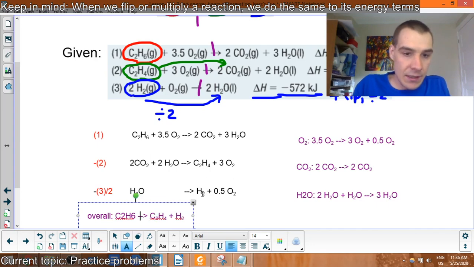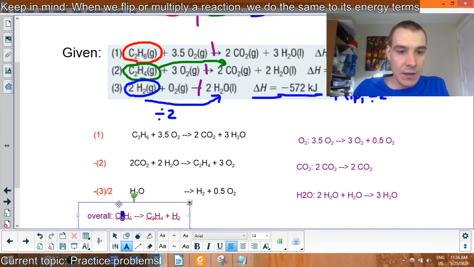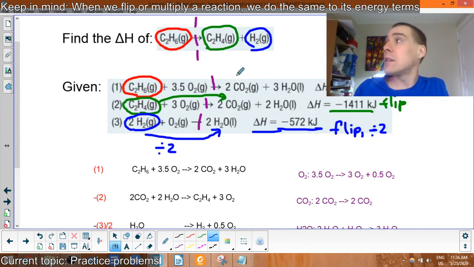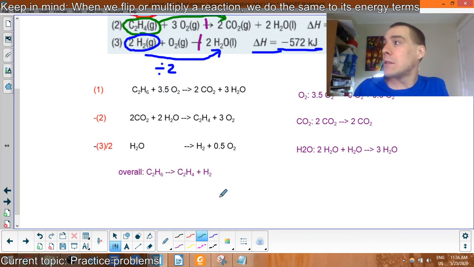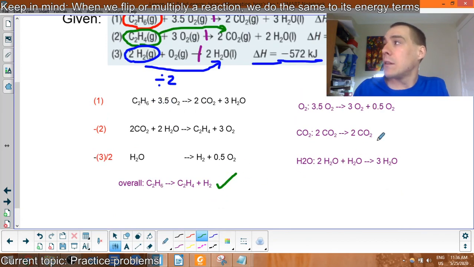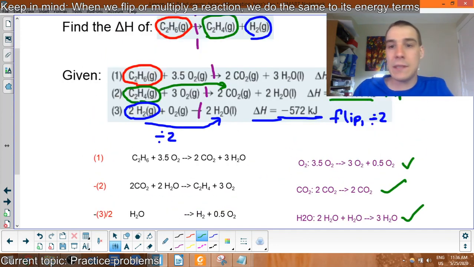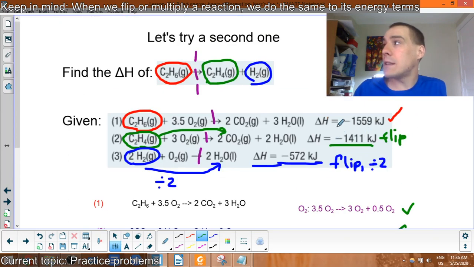So that's a Hess's law problem. We figured out exactly what we needed to, right? That's our target, and that's what we got down here. So, hooray! We've canceled out all of our extras that don't show up in our equation, and we've got our overall equation. Now the last piece is to figure out what's going to happen with this energy.